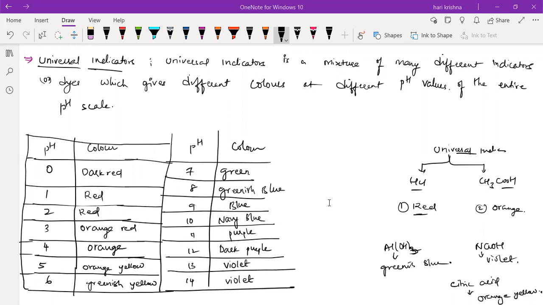Can you tell the colors? Violet, indigo, blue, green, yellow, orange, red. Indigo is not there on the scale, so keep it as blue, green, yellow, orange, red. Can we write the VIBGYOR in reverse for the acids and bases?